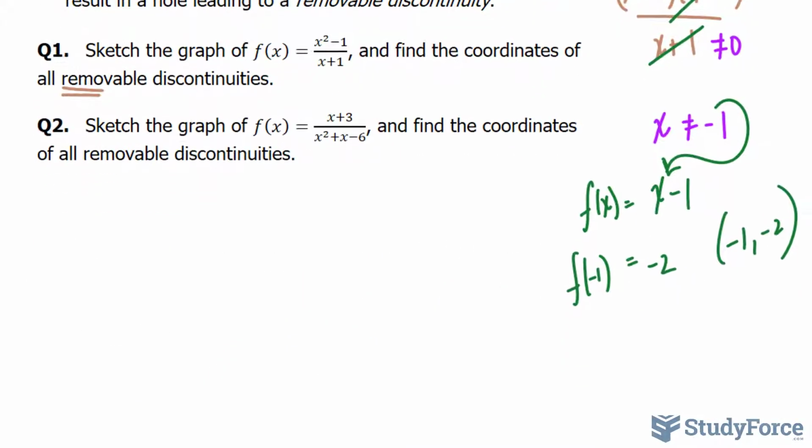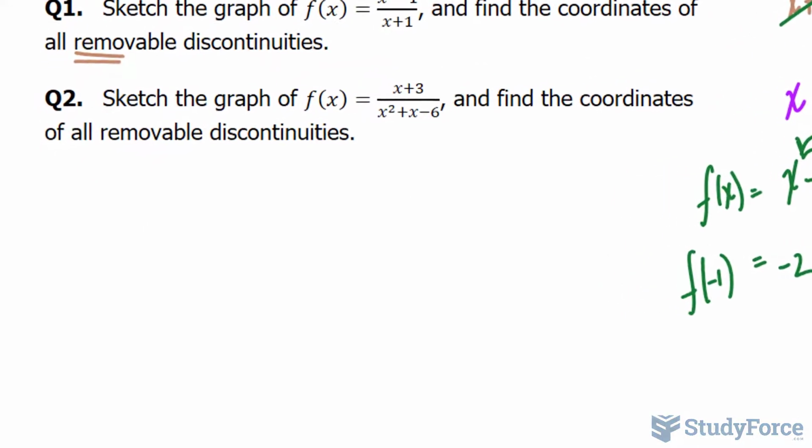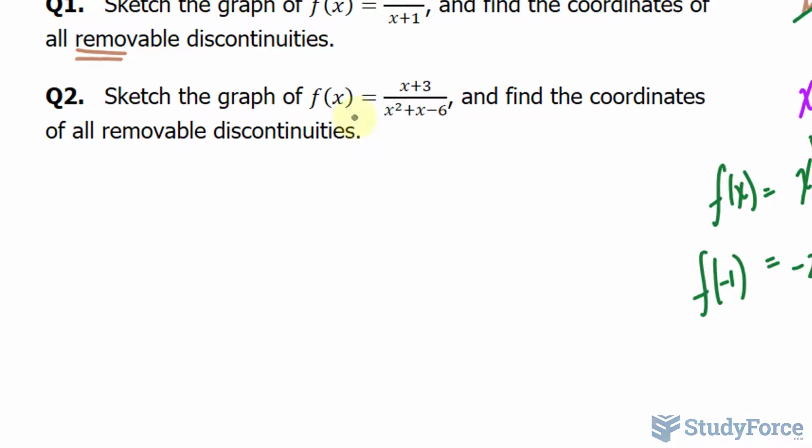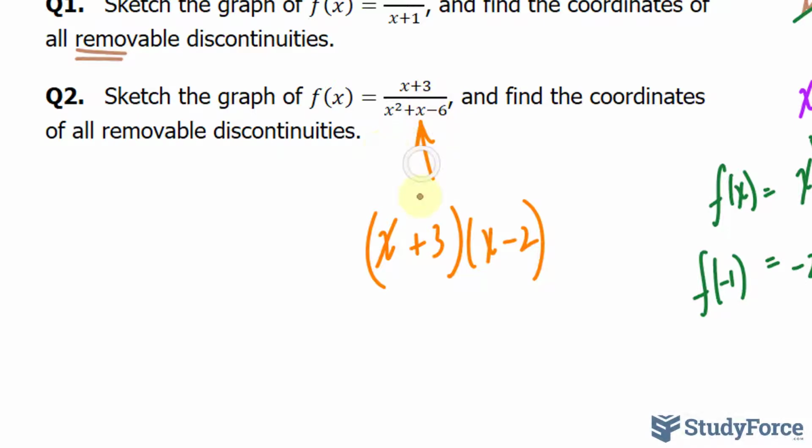Let's see if this effect occurs in question 2. Sketch the graph of f of x is equal to the following, and find the coordinates of all removable discontinuities. What we have here is a quadratic that can be factored. In fact, if you factor it correctly, you end up with x plus 3 and x minus 2. Two numbers that multiply to negative 6 and add to positive 1 are positive 3 and negative 2. Now, this factor at the bottom can cancel out with that, leaving you with 1 over x minus 2.